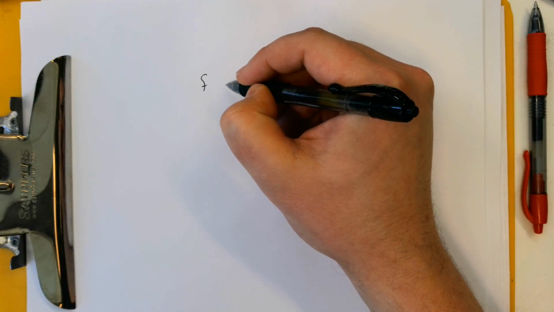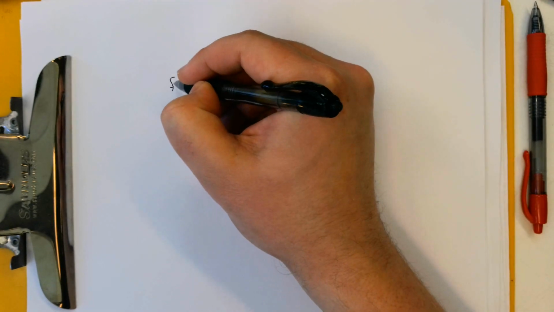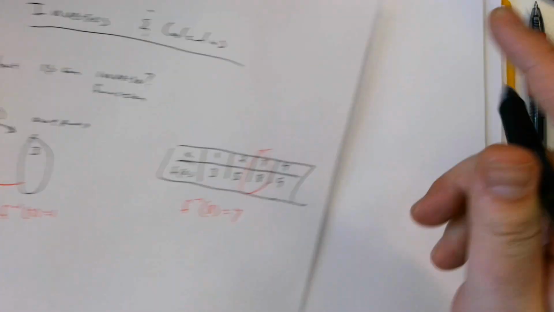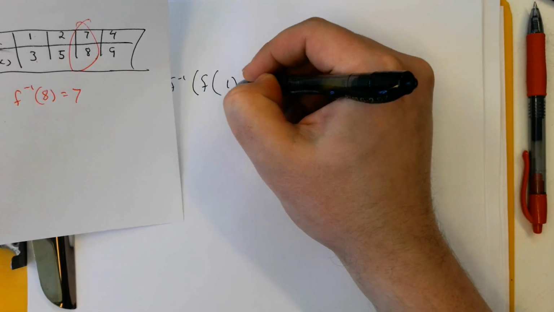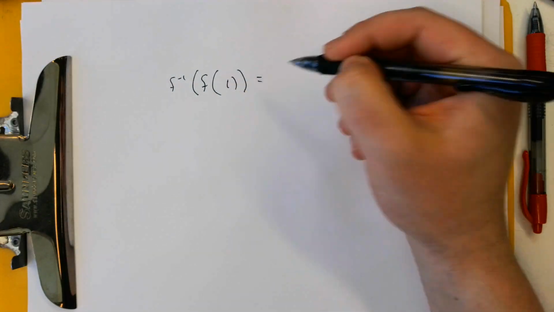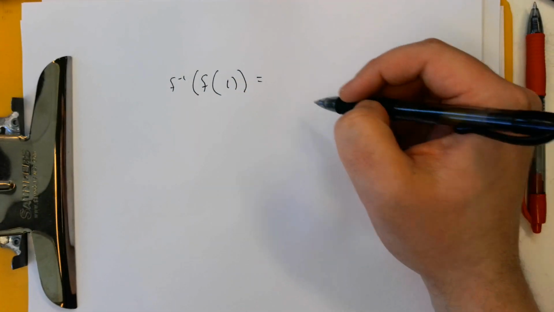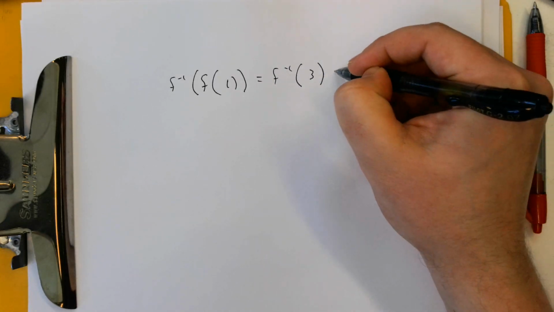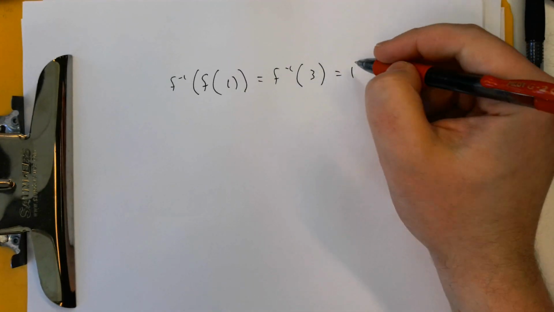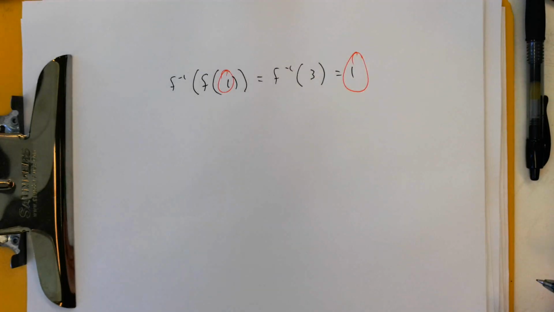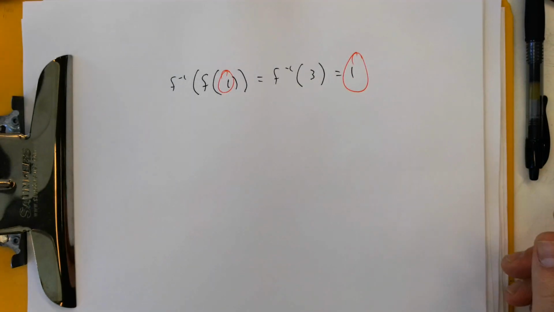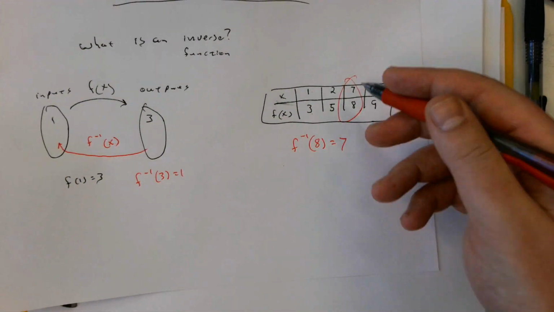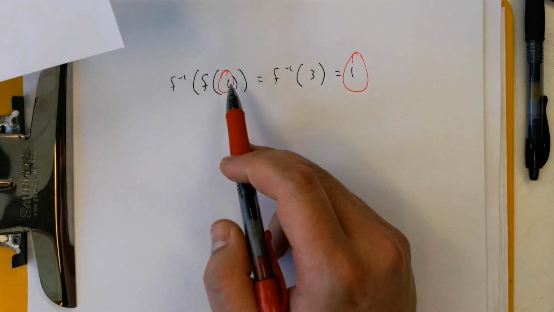Let's consider f inverse of f of 1, again from this table. Well, f of 1 is 3. We already knew that. f inverse of 3 is 1. And notice these numbers are the same. Very circular, cutesy logic, right? And I could have done this with 7 and 8, going back here.